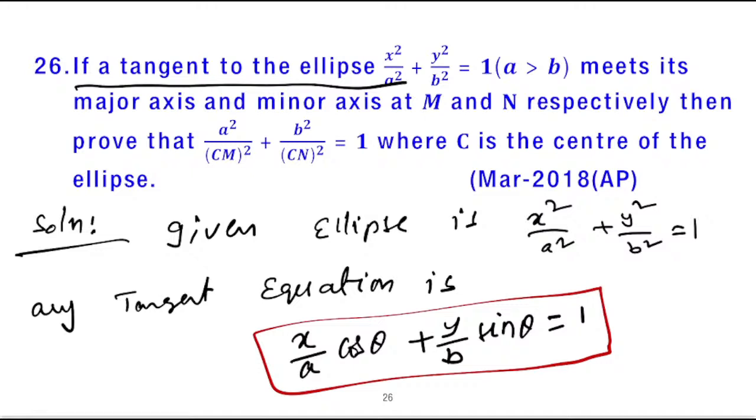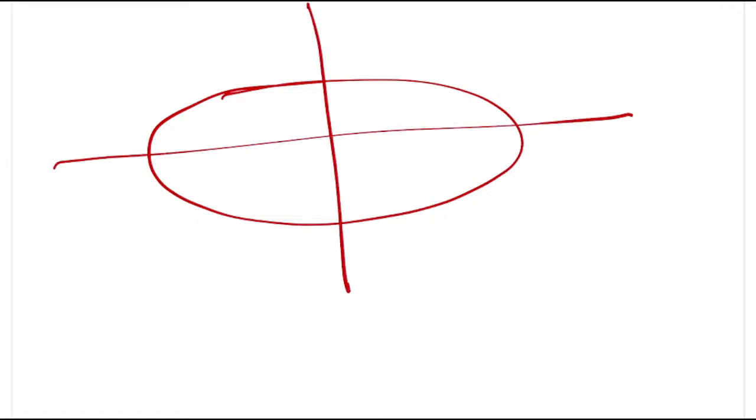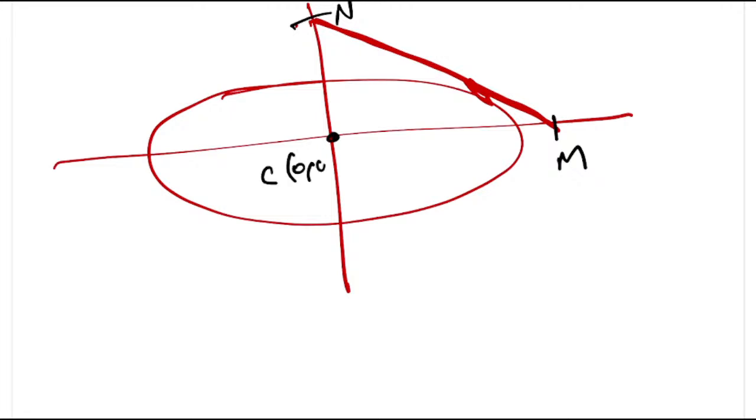Then what he says is the tangent meets the major and minor axis at m and n respectively. Right? What is the equation of the ellipse? This is our equation of the ellipse. This is called the major axis. This is the minor axis. Now our tangent is meeting like this. This is m and this is n. Indirectly, x and y intercepts we can say. And this is our center C(0, 0).